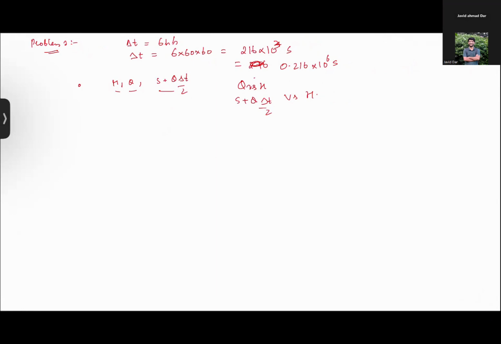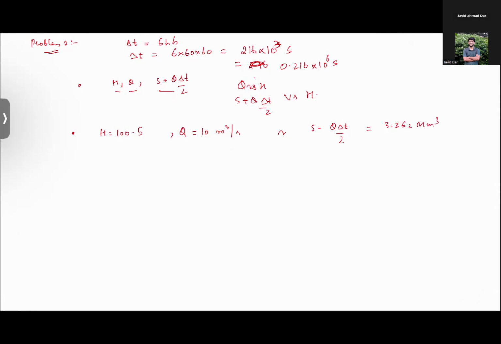So we start. At the start of routing, it was given that h is 100.5, q value was 10 meter cube per second, and s minus q into delta t divided by 2. If you compute this, you know the value at t equal to 0 of s, and this comes out to be 3.362 million meter cube.